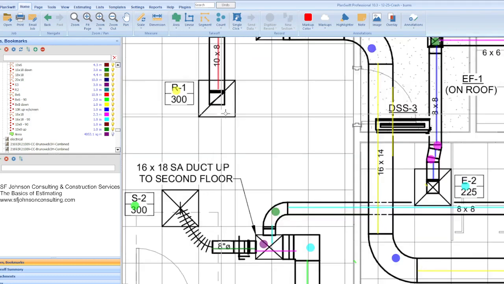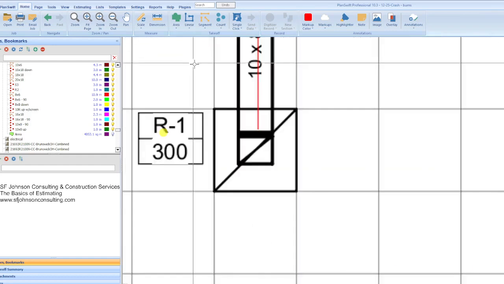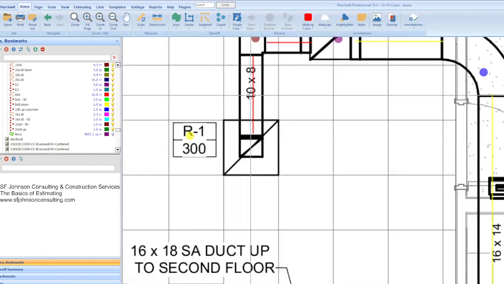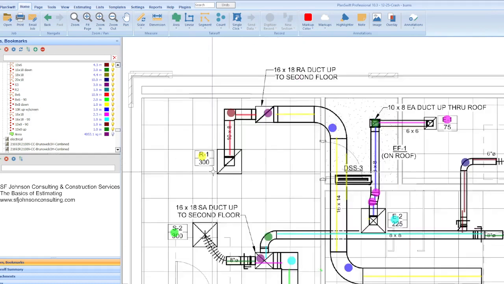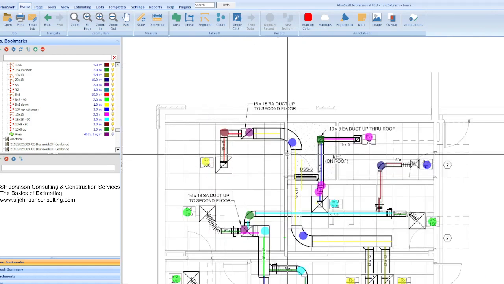Okay, so if you don't see a flexible ductwork symbol, like we don't see one here, then I'm going to assume it's a 10 by 8 and then a 10 by 8 90-degree angle going down to the return grill R1. Okay, so you have to keep that in mind.